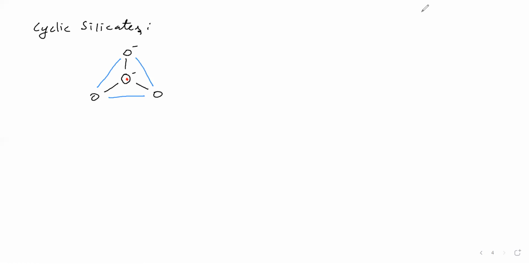Next, we will see here one silicon atom. It is bonding with O minus with this O. Here O minus. Here with O. Next, we are representing this as one SiO4 unit. Next, here one silicon.